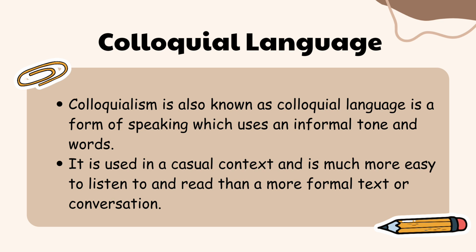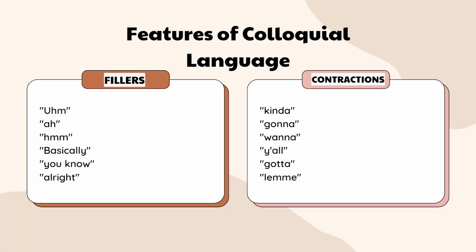First is colloquial language. Colloquial language or colloquialism is a form of speaking which uses an informal tone and words. It is used in a casual context and is much easier to listen to and read than a formal text or conversation, which means this language is commonly used by people on a daily basis. To understand it more, let's get to its features.